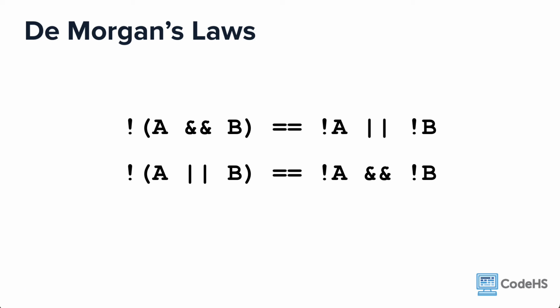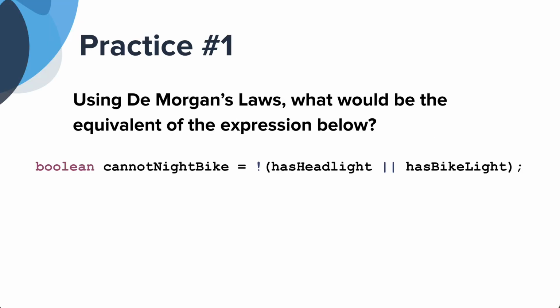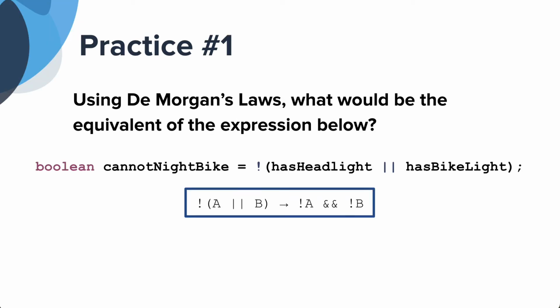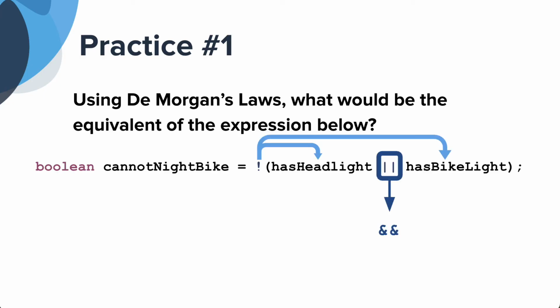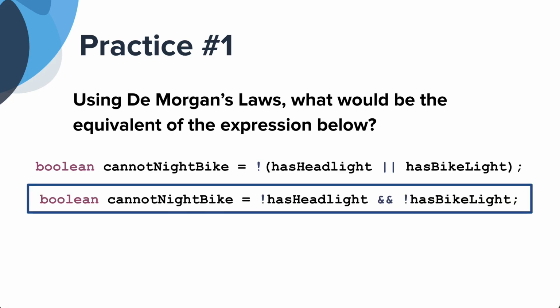Let's do a few practice problems using De Morgan's laws to rewrite some Boolean expressions. Using De Morgan's laws, what would be the equivalent of the expression below? This uses the not (A or B) structure of De Morgan's laws, which can be rewritten as not A and not B. Using De Morgan's laws, you can distribute the not and change the or to and. So you end up with not hasHeadlight and not hasBikeLight.